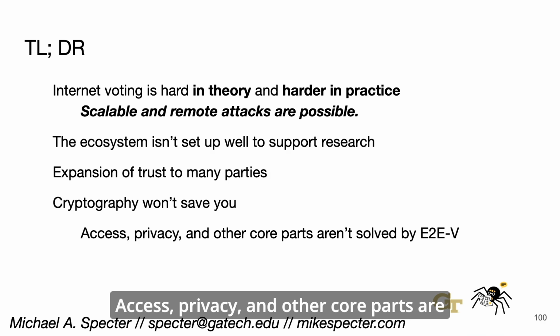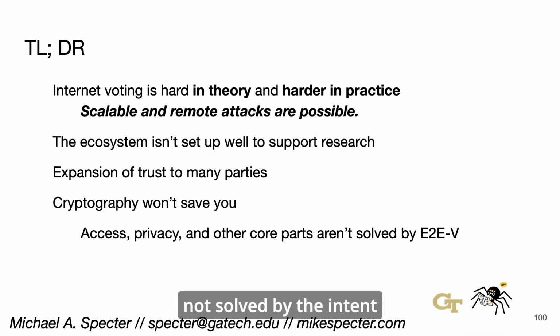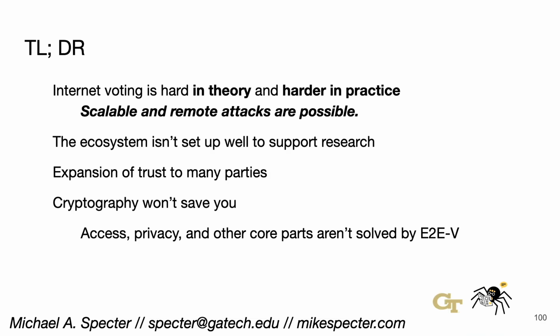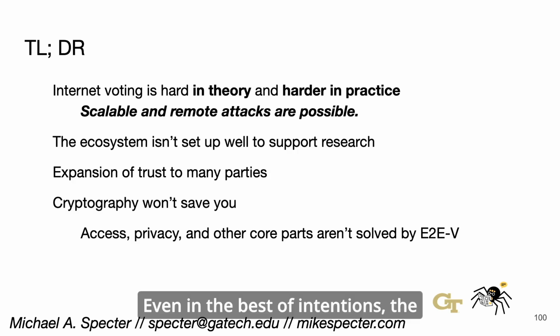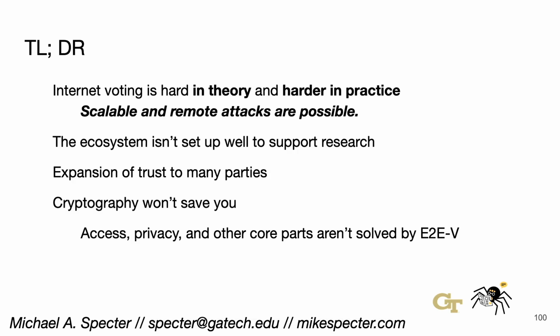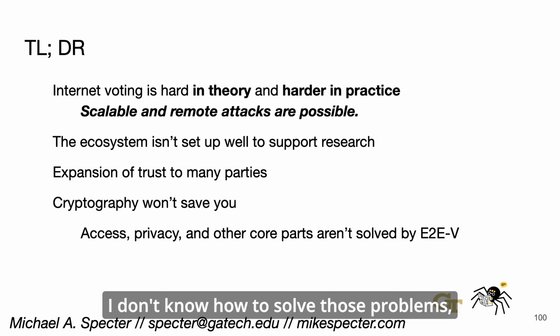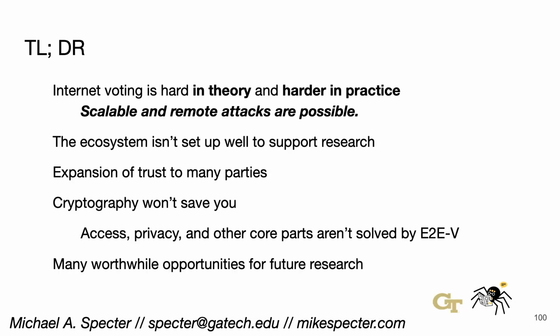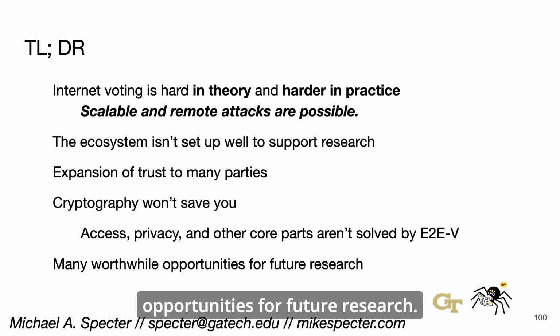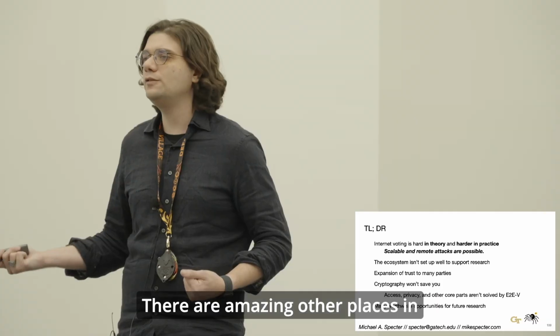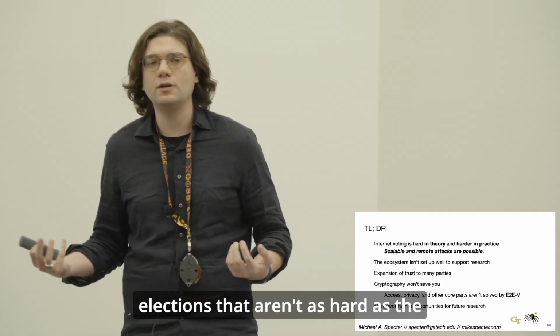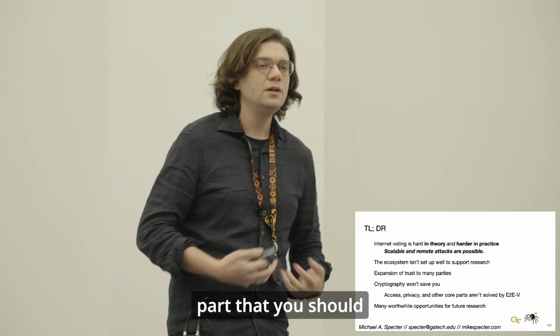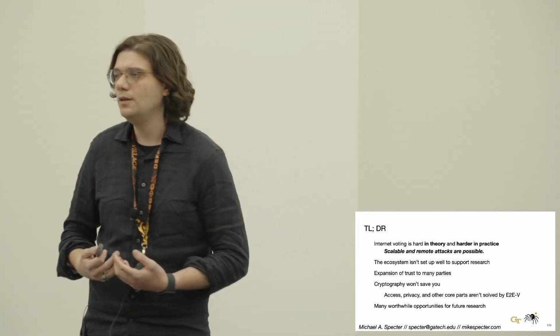Access, privacy, and other core parts are not solved by the end-to-end verifiability properties that we have. Even in the best of intentions, the system's concerns still dominate. I don't know how to solve those problems, and I've worked on them for quite a while. And finally, there's just many opportunities for future research. And if you are cryptographically minded or systems minded, don't despair. There are amazing other places in elections that aren't as hard as the casting and tallying part that you should absolutely try to contribute to.